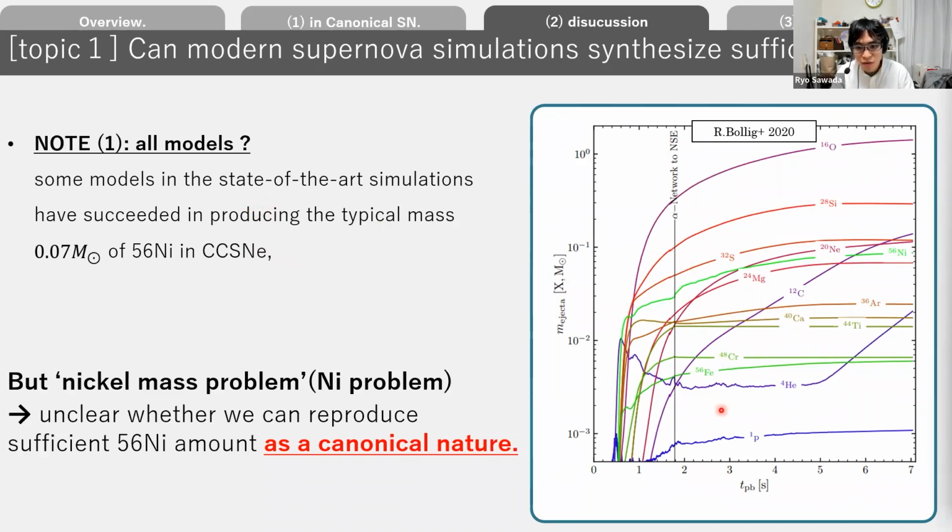Some recent models in state-of-the-art simulations have succeeded in reproducing the typical nickel mass of 0.07 solar masses. This figure shows the nucleosynthesis result for the small network in the study presented earlier, in which the explosion energy reached the default value in the 7-second simulation. We do not deny this result by any means, but this is just one energetic success story among the various long-timescale computational studies. We are arguing that it is still unclear whether a model with a longer explosion timescale can reproduce a sufficient amount of nickel.